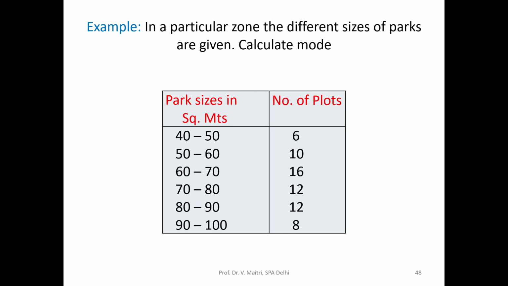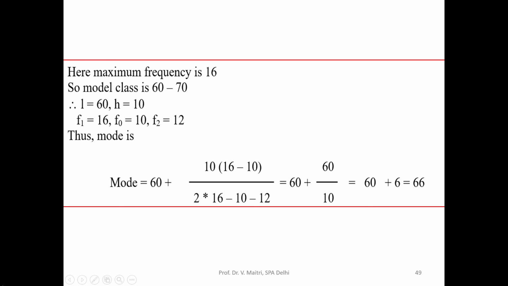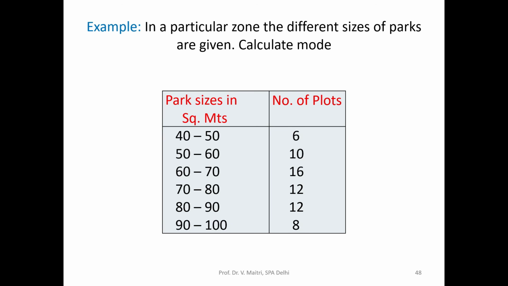Let's see. In a particular zone, the different sizes of parks are given. Now calculate the mode. Park size in square meters: 40 to 50, 50 to 60, 60 to 70, 70 to 80, 80 to 90, with the number of plots given. Which one has the maximum frequency? 16. So the maximum frequency is 16, and the modal class is 60 to 70.